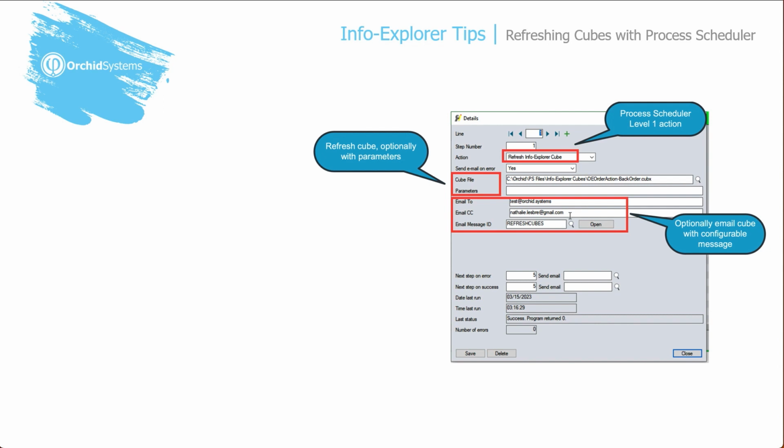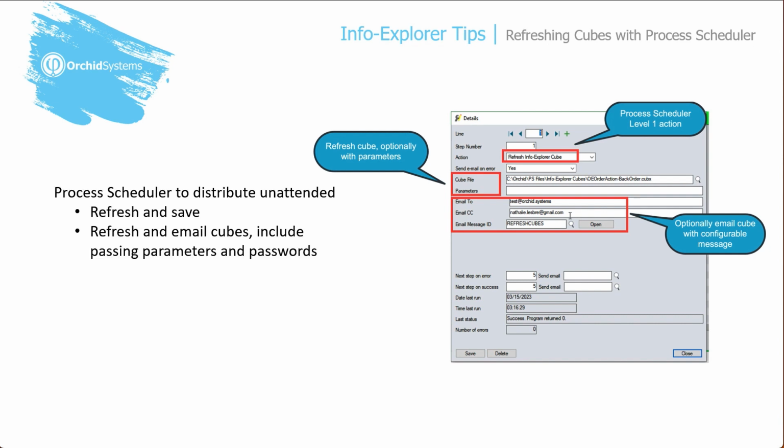If your cube has parameters, including a password, you can put that in the schedule as well. And then when the schedule is run, it will refresh the cube. And if you have put in an email to or an email CC, it will then email the cube. And you can configure the email message yourself. So now let's look at that in Info Explorer.